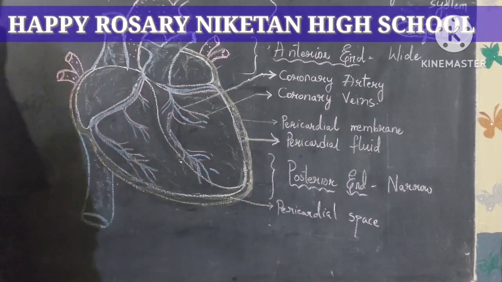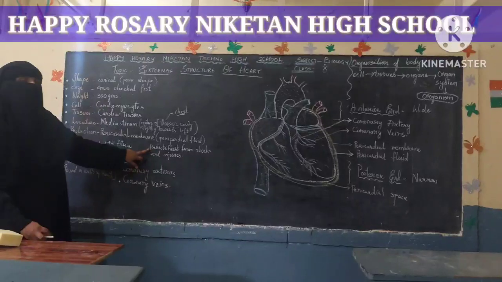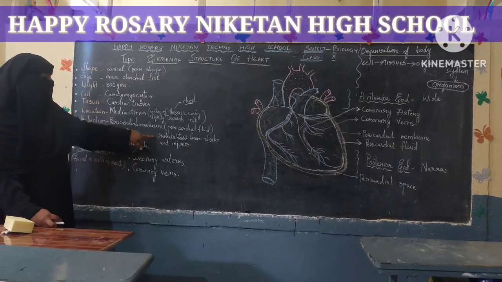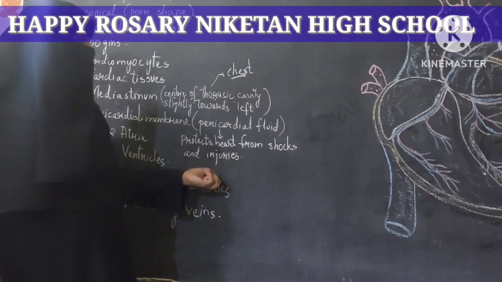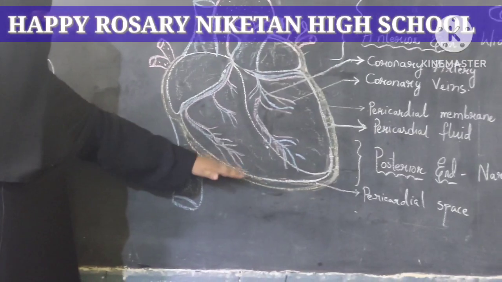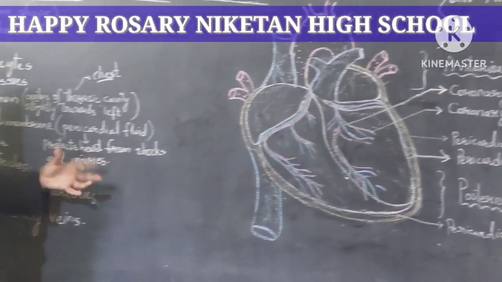What is the function of this fluid? This pericardial fluid protects the heart from shocks and injuries. Any kind of friction or a small injury or shock can be absorbed by this pericardial fluid itself, and it does not allow the heart to get affected by that kind of shock or injury.